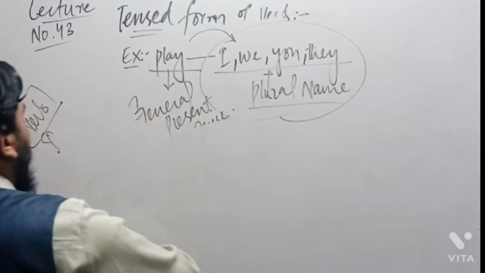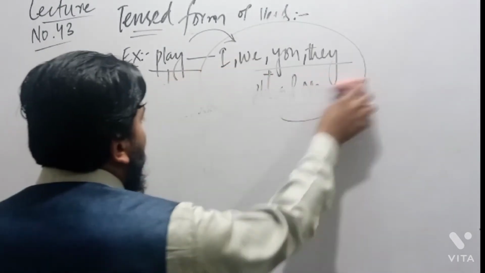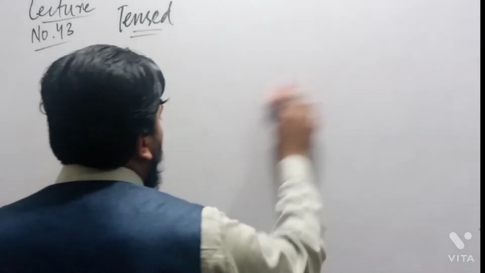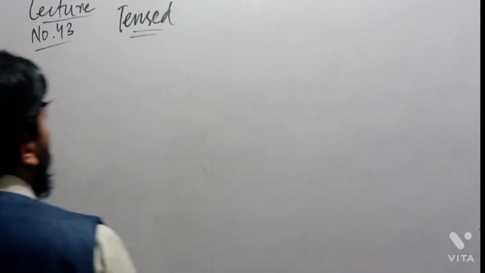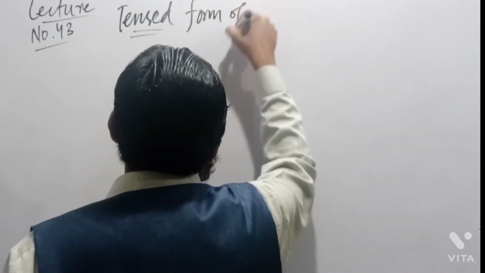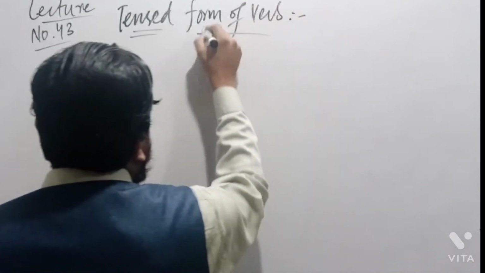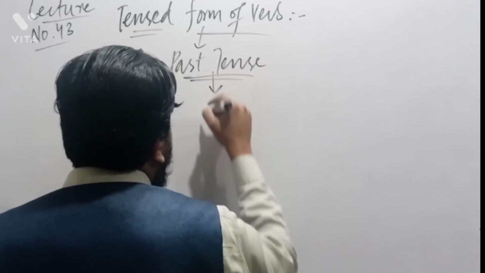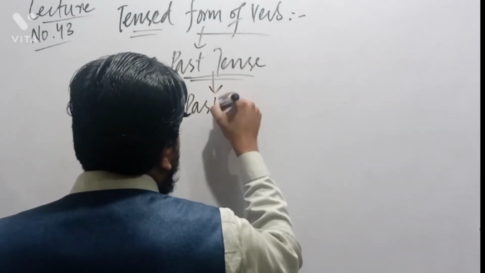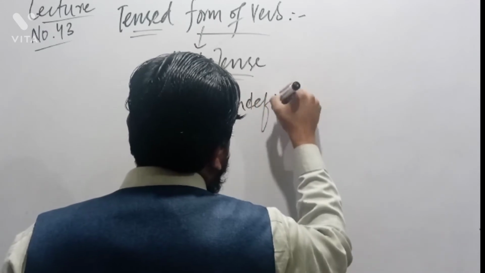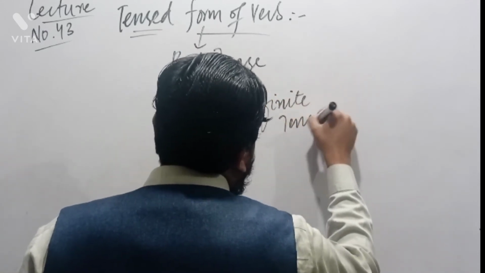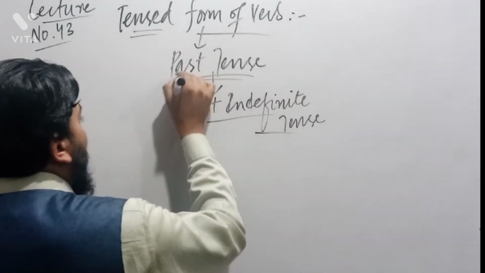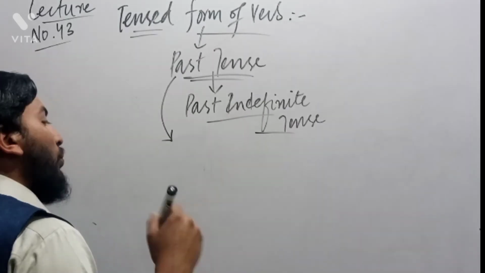So what do we mean by past tense? That is a question. Past tense is actually called tensed form of verb, for the reason that here the word tense is used for verb. So past tense is the second one, which means that past tense is used in past indefinite tense. So a verb which is used in past indefinite tense, that verb is called past tense. It is quite known to me that past tense is further divided into two types.